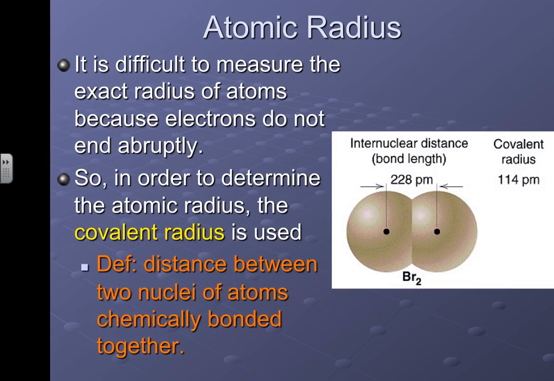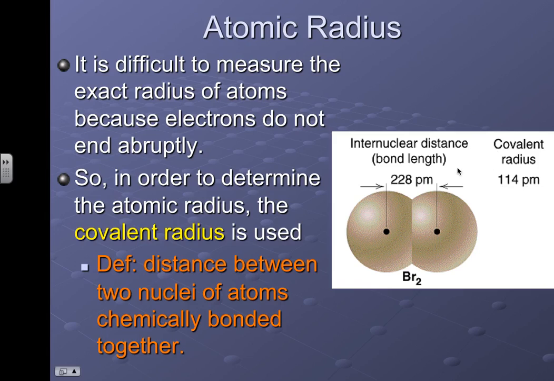So in the picture here, you can see that there are apparently 2 bromine atoms that are covalently bonded together. The black dots in the middle are the nuclei of each of those atoms. And you can see that it gives you what is called the internuclear distance. In other words, it's called the bond length. So the length between the 2 nuclei from here to there is 228 picometers, which is a very, very, very small unit of measurement. And then they say here the covalent radius is 114 picometers.